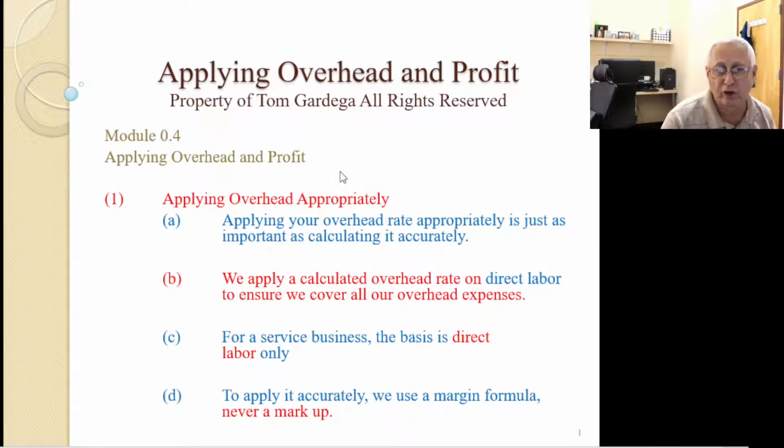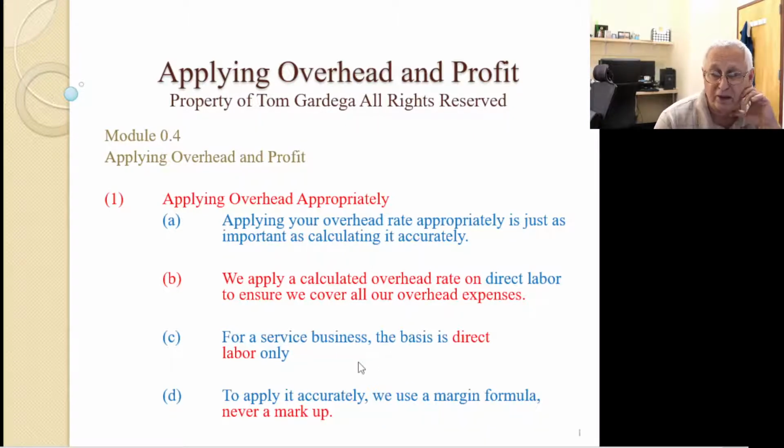In the last module, module 0.3, you learned how to calculate your overhead rate. In this module, you'll learn how to apply it appropriately using a margin formula. Applying your overhead rate appropriately is just as important as calculating it accurately. We apply a calculated overhead rate on direct labor to ensure we cover all our overhead expenses.